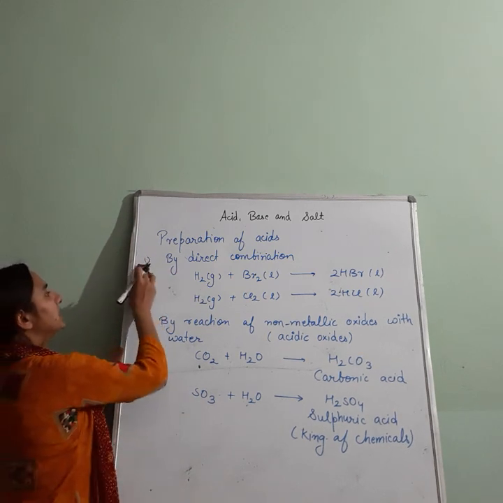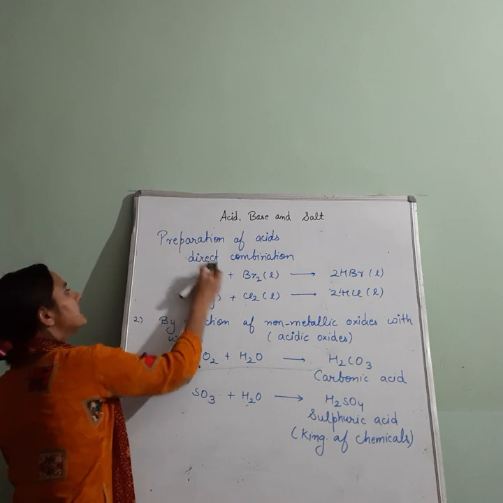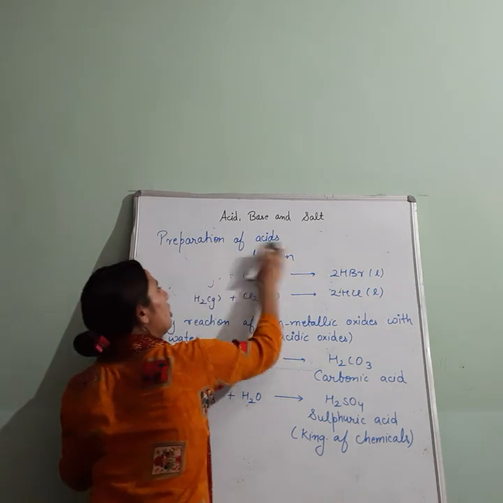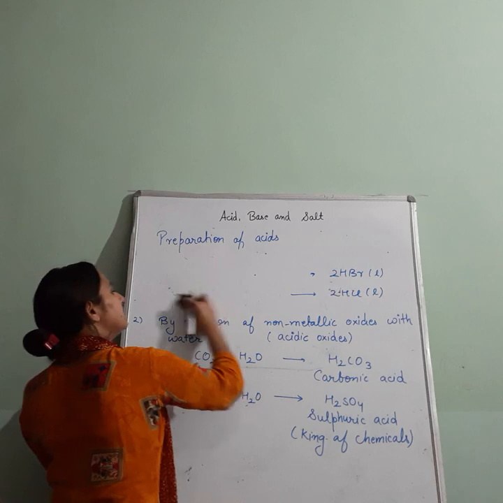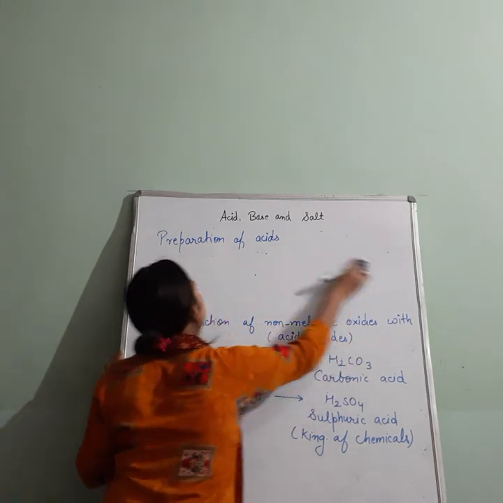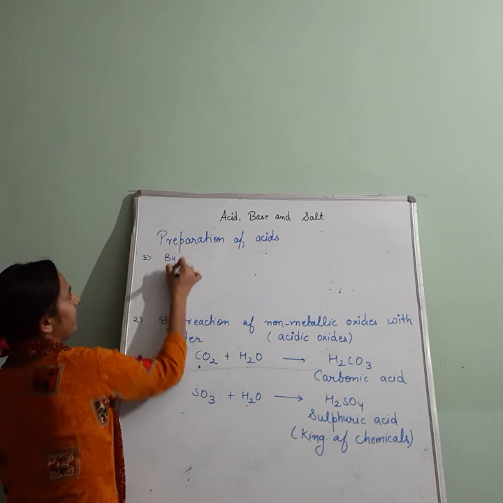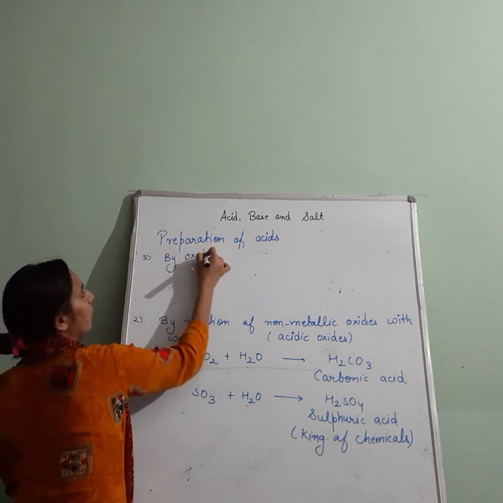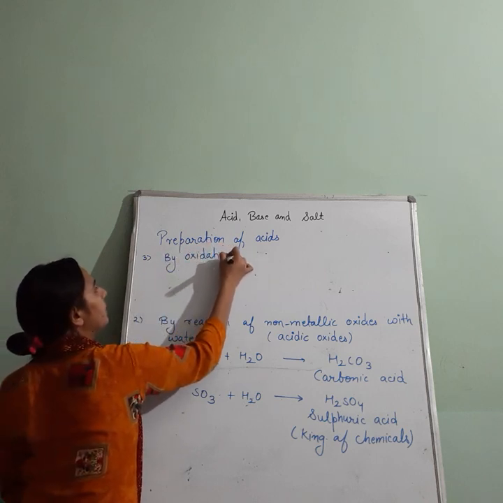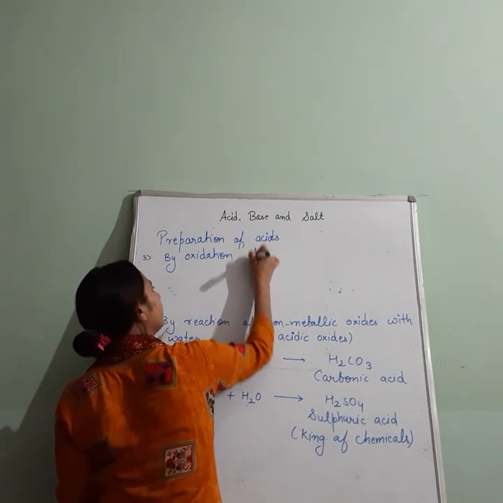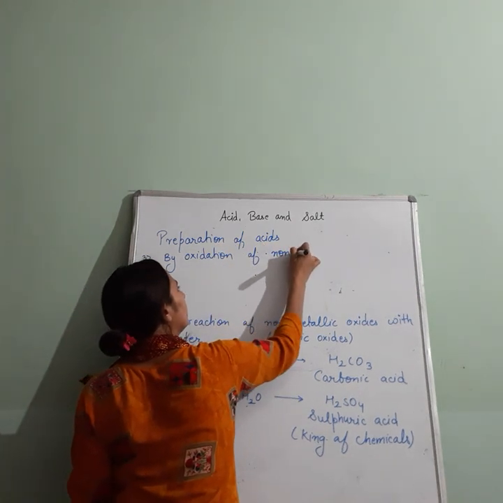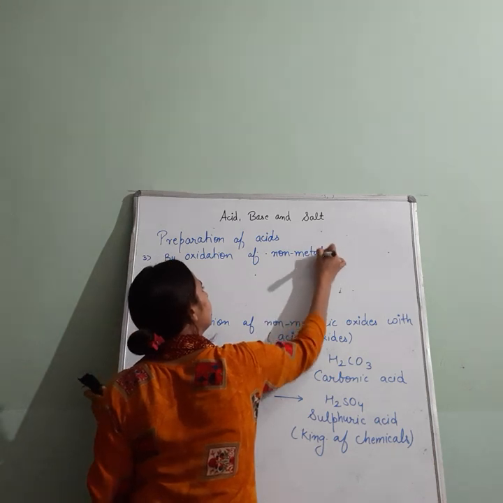The third method to prepare acids is by oxidation of nonmetals.